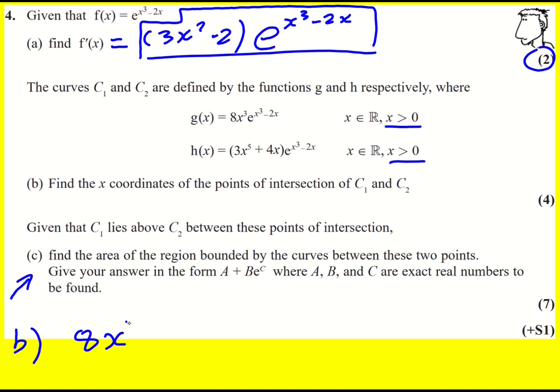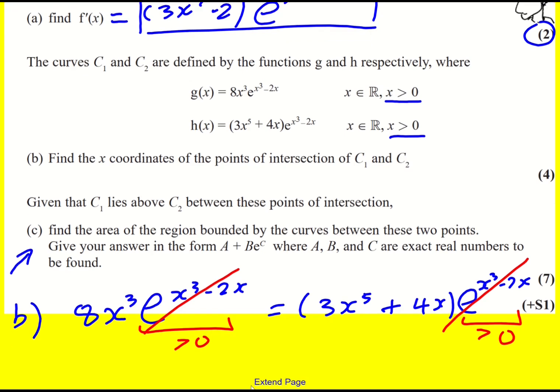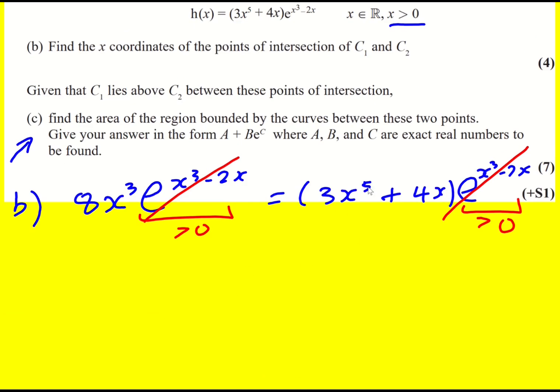So when 8x cubed e to the x cubed minus 2x is equal to 3x to the 5 plus 4x times e to the x cubed minus 2x. Now this is always going to be greater than 0, as is this. It's on both sides, so I can divide through by it. And I've suddenly got just a polynomial in x, albeit it's got order 5. 3x to the 5 minus 8x cubed plus 4x is equal to 0.